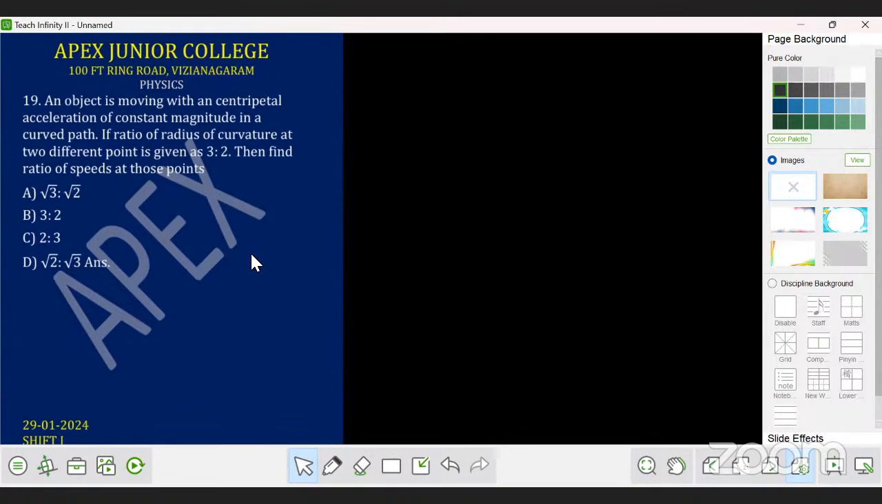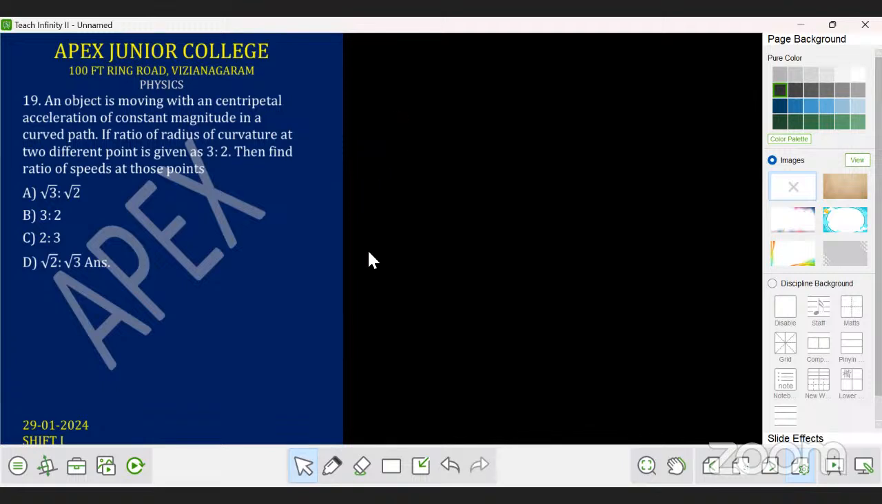An object is moving with a centripetal acceleration of constant magnitude in a curved path. It is given that one object is moving in some curved path only. Centripetal acceleration is fixed there. Sorry, constant magnitude is given for the acceleration. If the ratio of radius of curvature at two different points is given, then find the ratio of speeds.